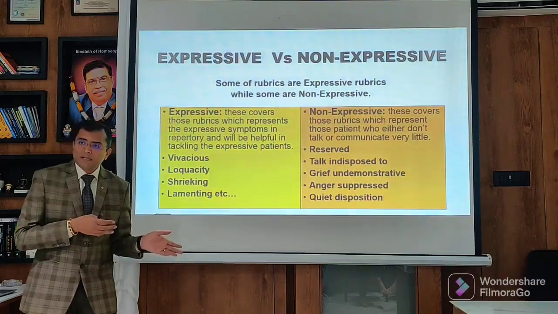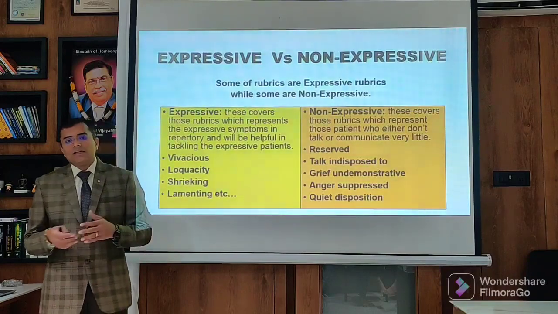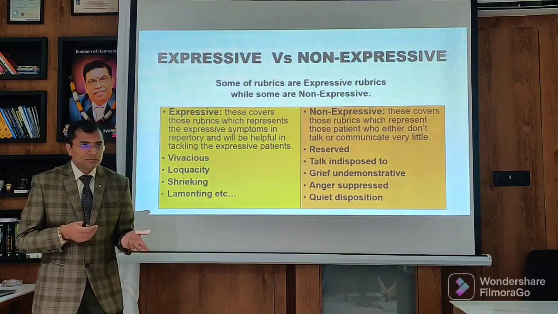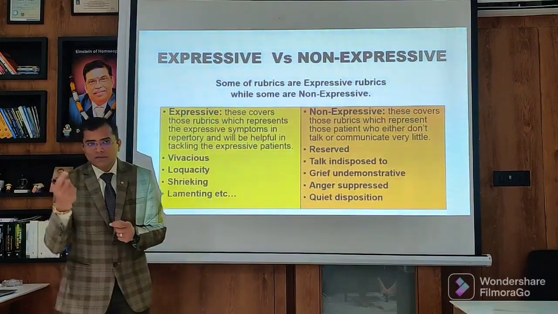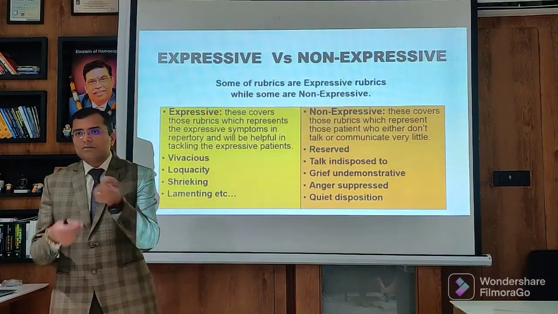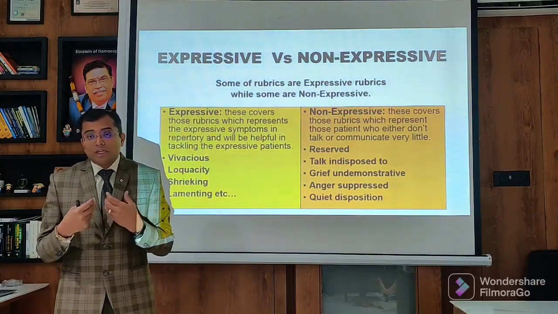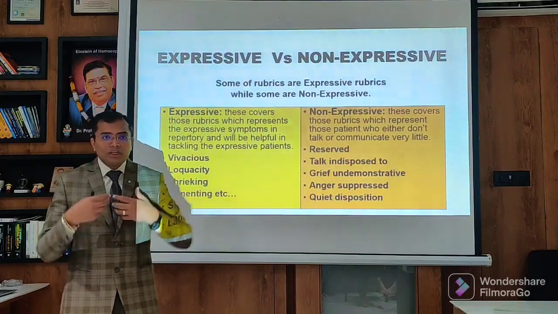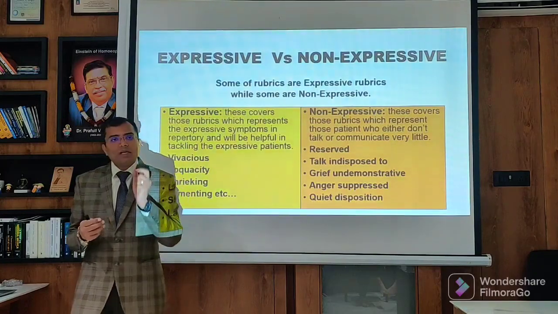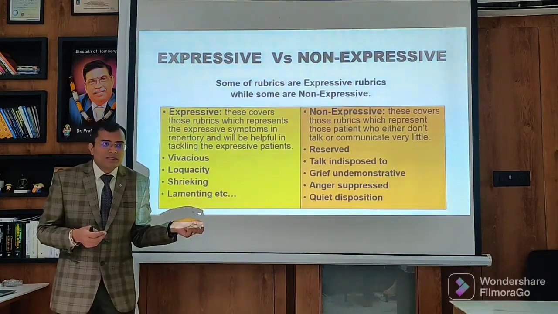So either he may be a reserved kind of personality, or he doesn't want to talk, or there is a grief which he doesn't want to show to us. You can find in the eyes of the person that he may be sad because of a certain event, but they are not going to tell you, or they don't want to demonstrate that they may have a grief, but you can perceive the feelings, and that is a grief undemonstrated.